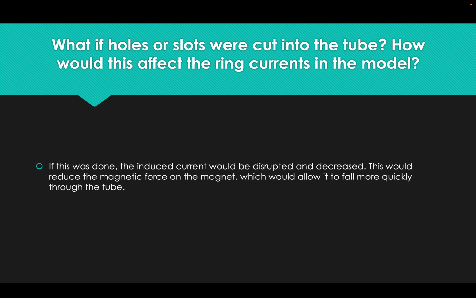So what if holes or slots were cut into the tube? How would this affect the ring currents in the model? Well, if this was done, the induced current would be disrupted and decreased. This would reduce the magnetic force on the magnet, which would allow it to fall more quickly through the tube. So we would see in the data fewer seconds in which that magnet would be in the tube. So that was what would happen for that scenario.